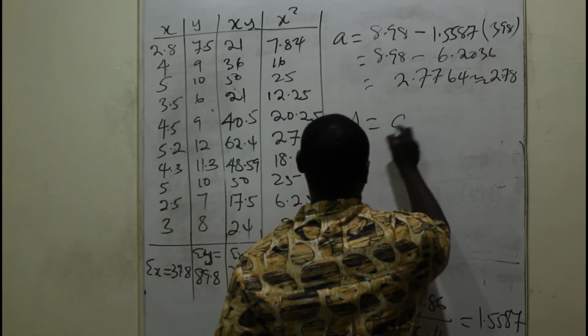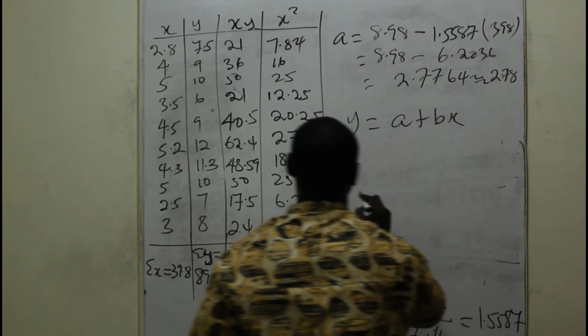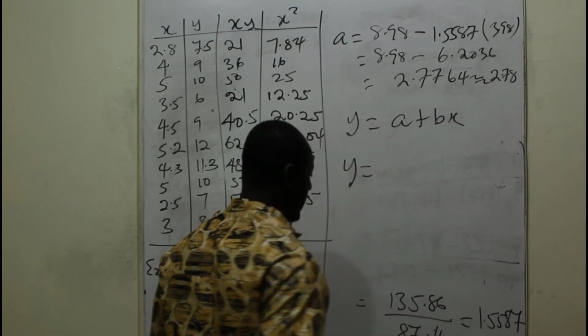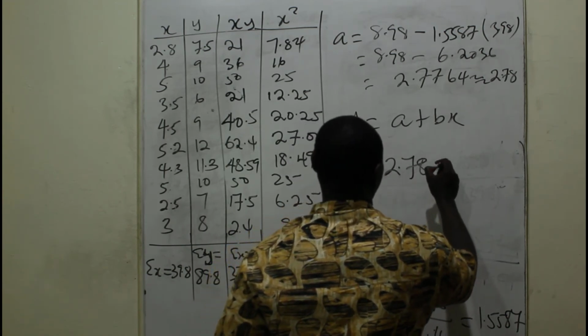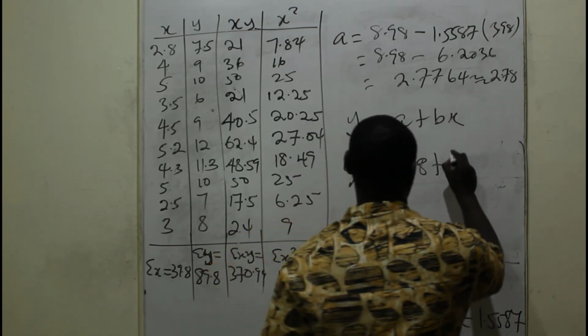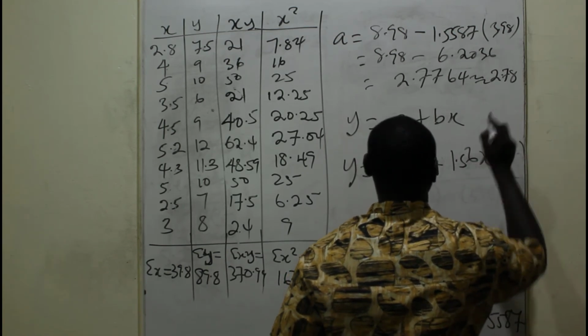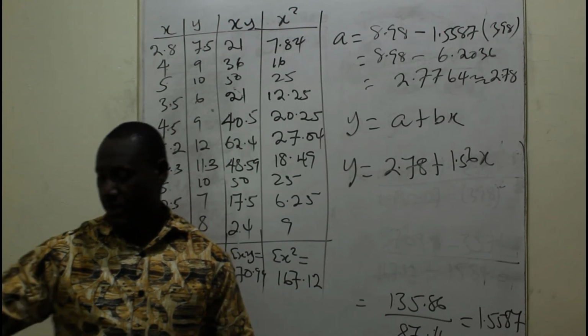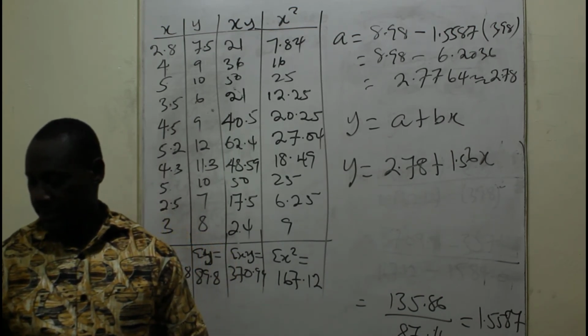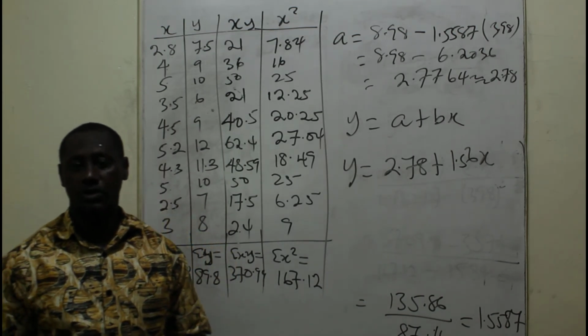So if that is the case, then in our equation, y is equal to a plus bx, we are going to have y is equal to 2.78 plus 1.56 times x. So you do that, you get the same answer as we did for the first one. So please, we can go by the two methods to get our answer.